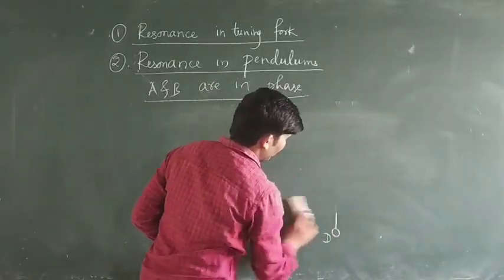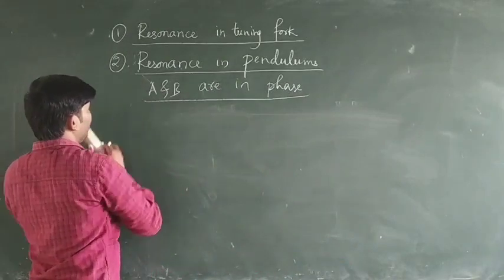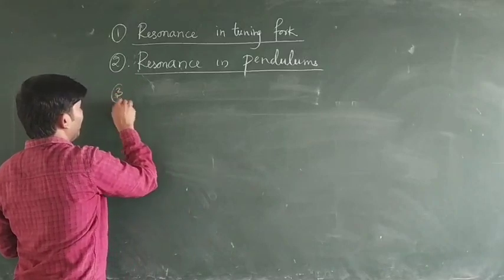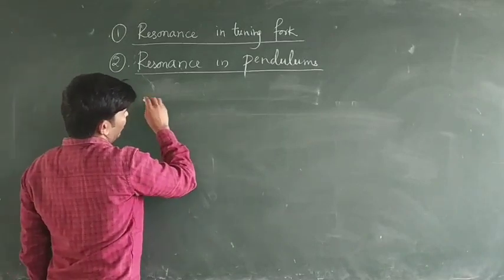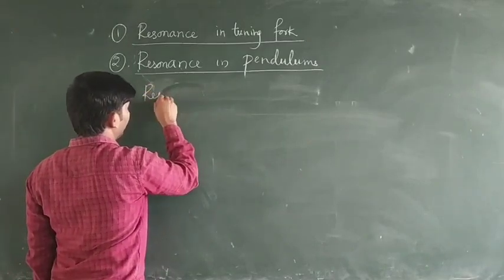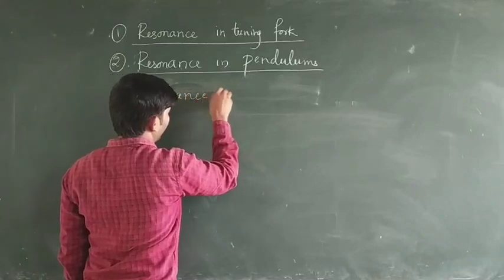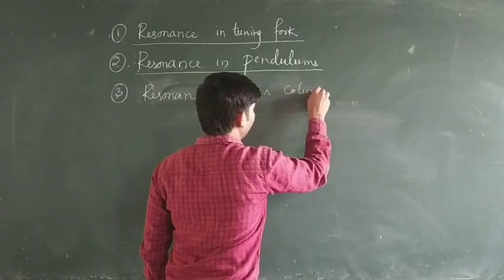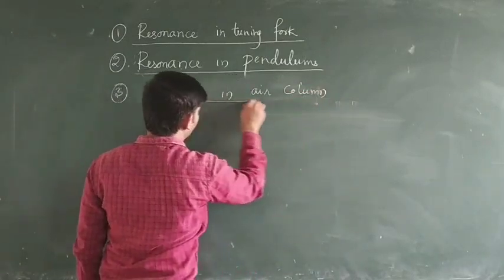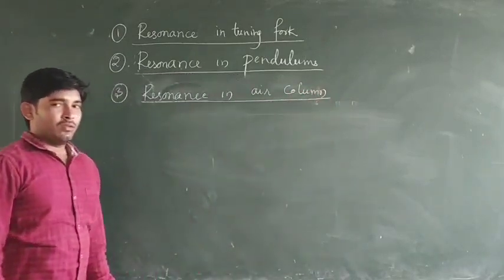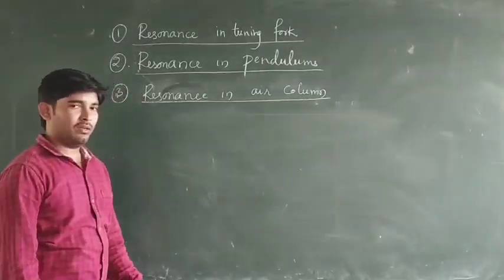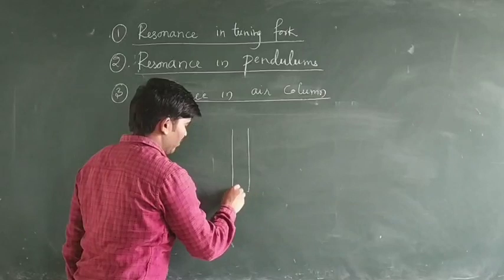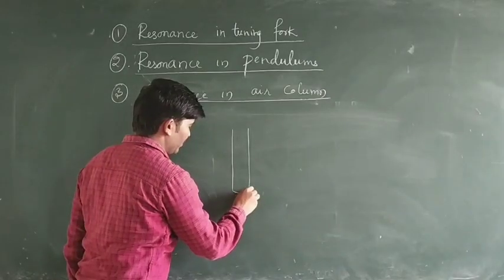And the third one is about the resonance in air column. So first, to do this experiment, we have to take one cylindrical tube.